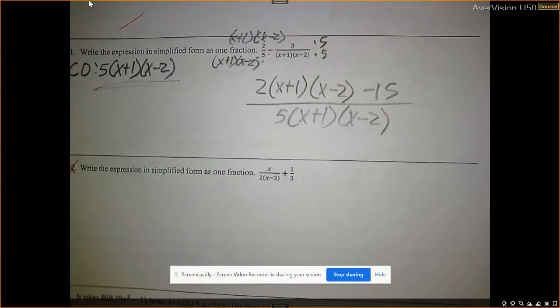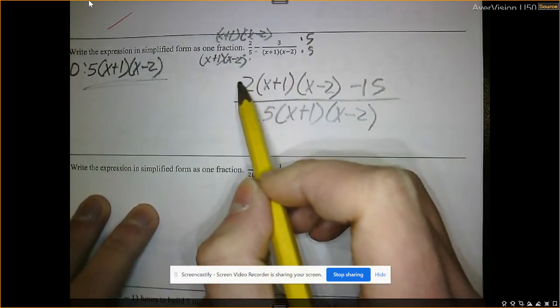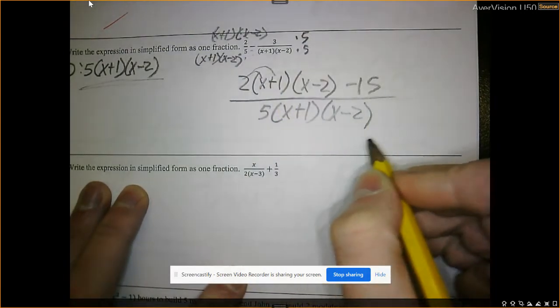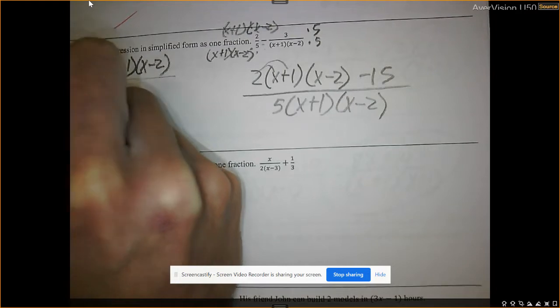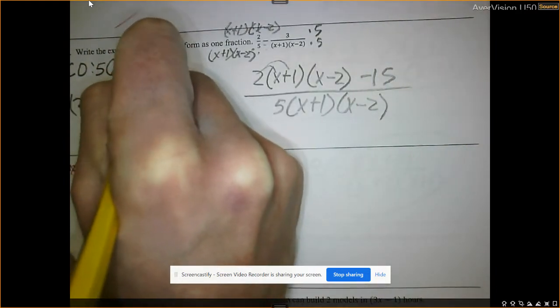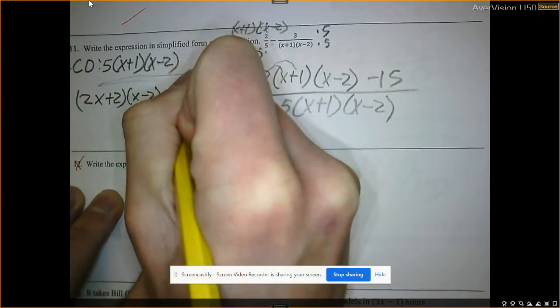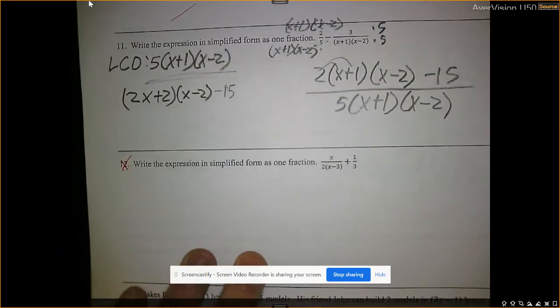Okay, from there, I'm going to go ahead and distribute. So I'm going to distribute this 2. So this is going to turn into, I'm going to go over here so I don't run out of room. We're going to get 2x plus 2 now times x minus 2 minus 15 on the top. I'm going to keep working with this top, not writing my bottom for the sake of space, and my bottom's not going to change.